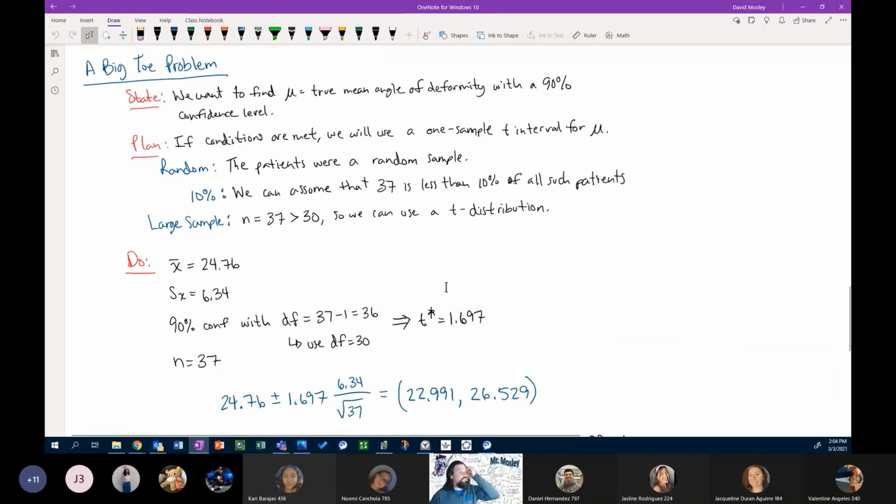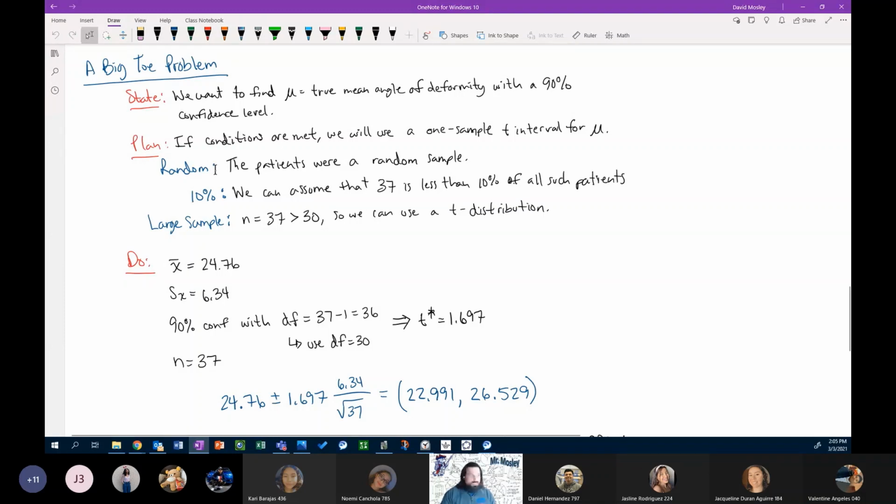So we start by stating what we want to do. And we want to find mu. It'd actually be better to say we want to estimate mu, which is the true mean angle of deformity with a 90% confidence interval. Plan, step 2. If conditions are met, we will use a 1-sample t interval for mu. Again, I can use mu here because I defined mu in the statement. If you did not use the variable mu in your statement in your first part here, you cannot use it here in your plan. You need to define what it is first.